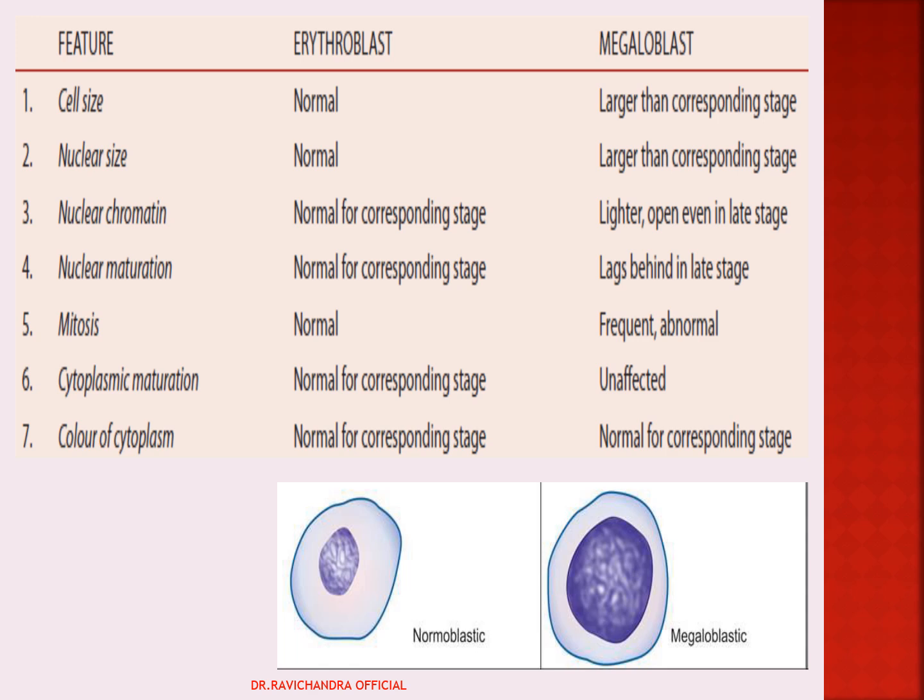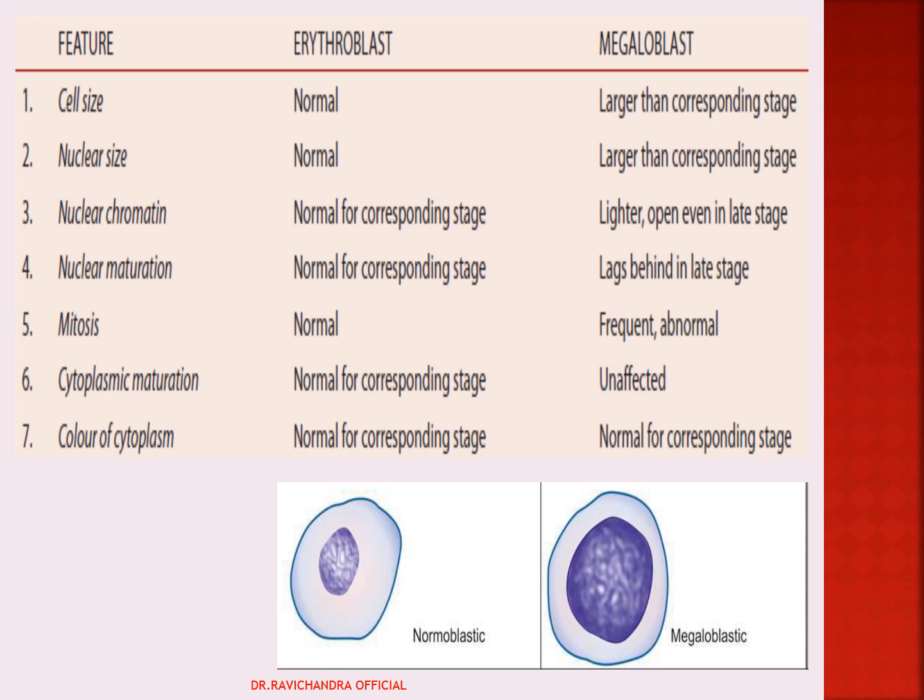The nuclear chromatin and nuclear maturation are normal in erythroblast, whereas the nuclear chromatin is light and open even in the late stages, and the nuclear maturation lags behind in late stages in a megaloblast. Mitosis is normal in erythroblast, whereas it is frequent and abnormal in a megaloblast. Cytoplasmic maturation is normal in erythroblast, and it is unaffected, just like erythroblast, in a megaloblast.